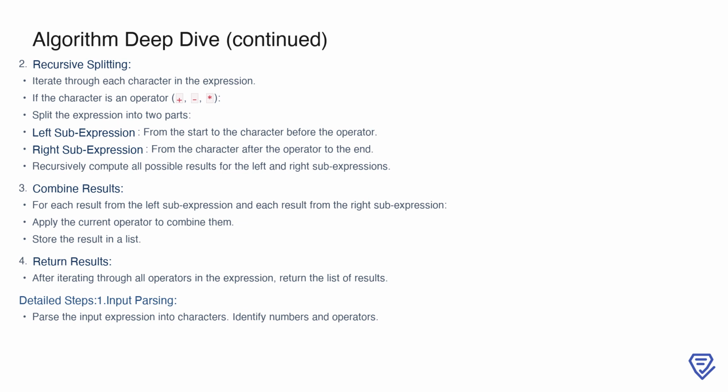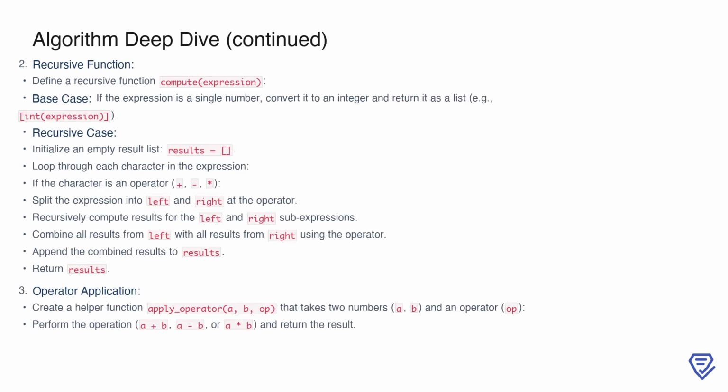Once we have these results, we combine them by applying the operator to every pair of results from the left and right. Each combined result is stored in a list, and after processing all operators in the expression, we return this list of results. To implement this, we define a recursive function called compute that takes an expression as input. The base case checks if the expression is a single number. If it is, we simply convert it to an integer and return it as a list containing that number.